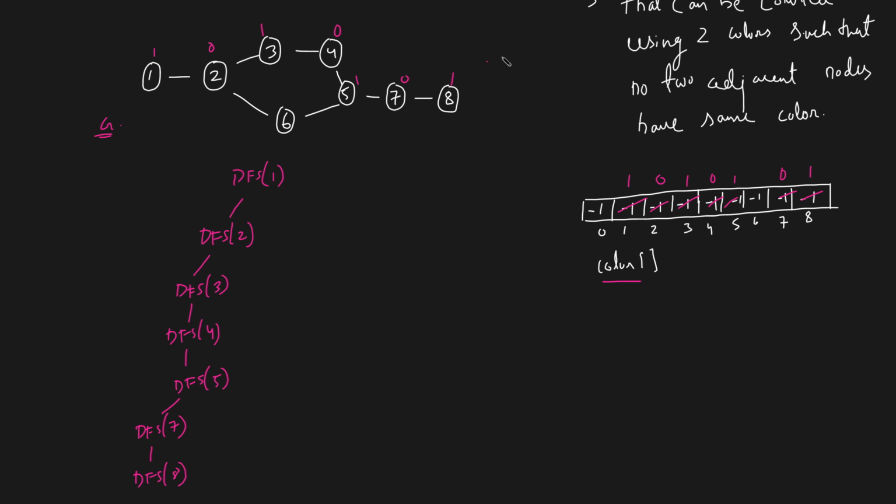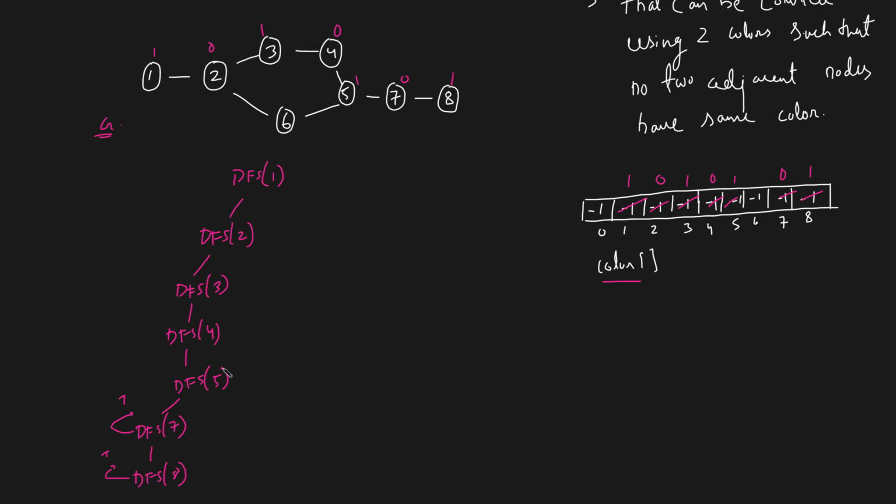Does 8 have any other adjacent nodes which have not been colored? No. So I can say the DFS call has been completed for 8, and whenever it is completed, it will return a true. So this is also going to return a true. So from here, I did not get a false.